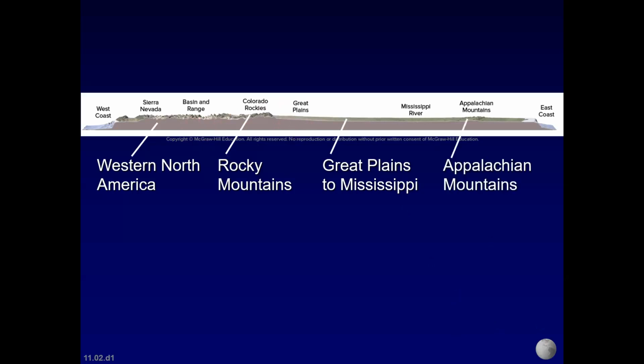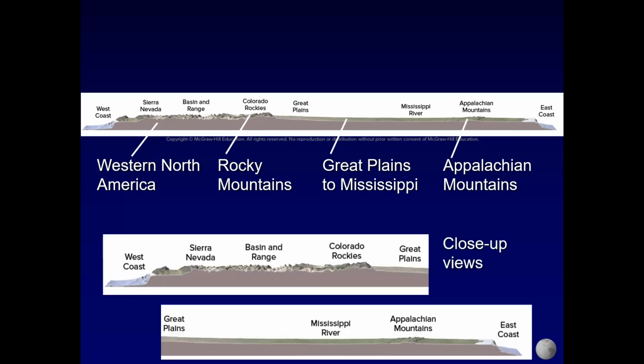And then the Appalachian Mountains have much thicker crust and higher elevation due to the collision between North America and Africa long ago. And like I said, they've had a lot of time to erode. We can zoom in on those as well.